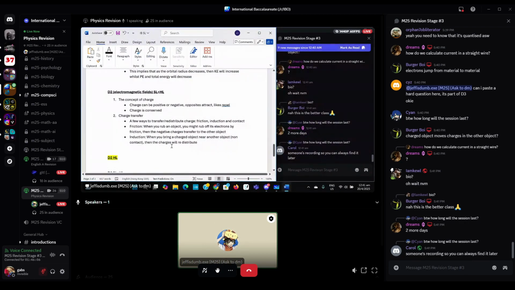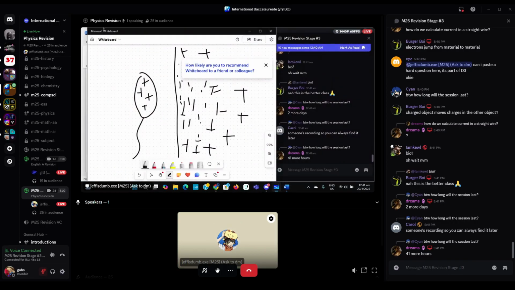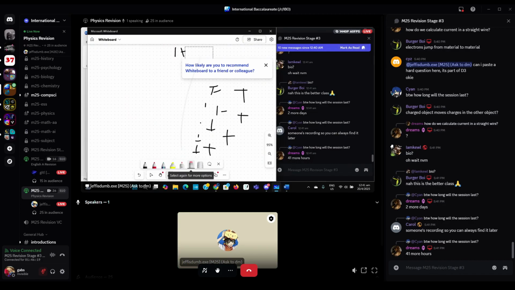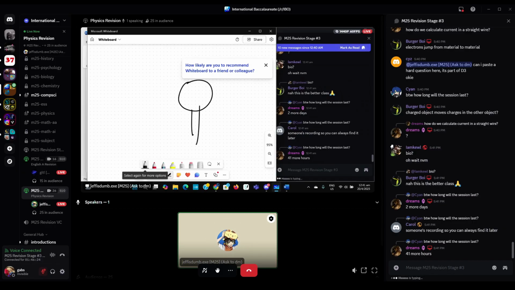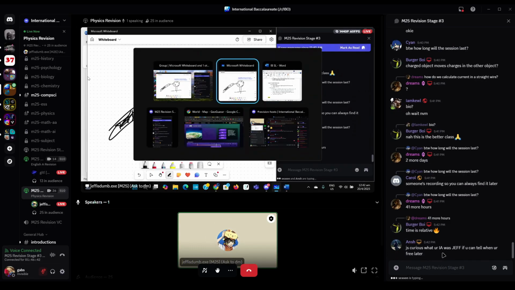So that's induction, and for contact, charging by contact is just quite simple. For example, if you have a metal sphere here, and you touch it with a charged rod, then some charges get redistributed on the ball. So that's charge by contact.